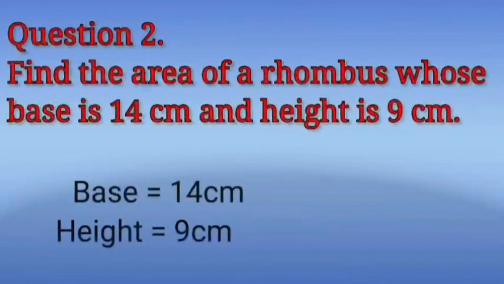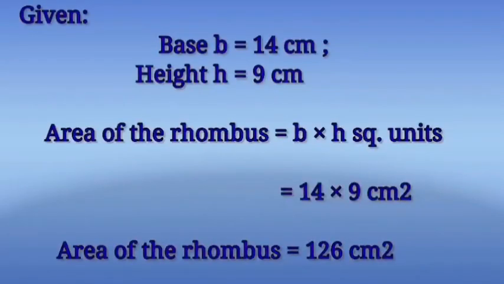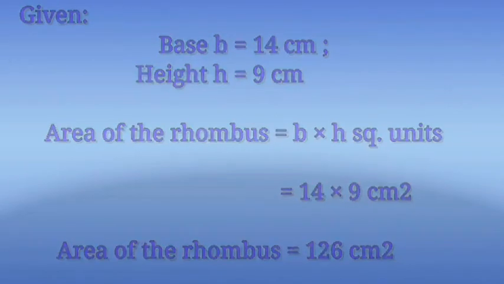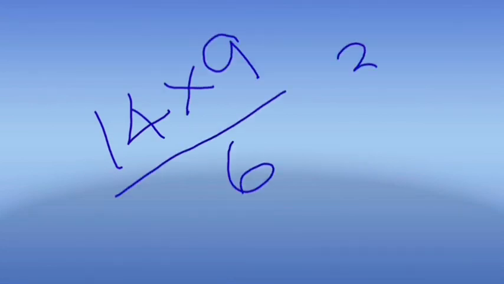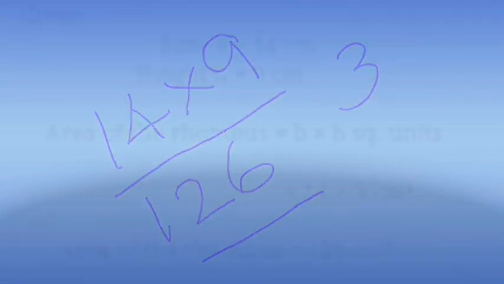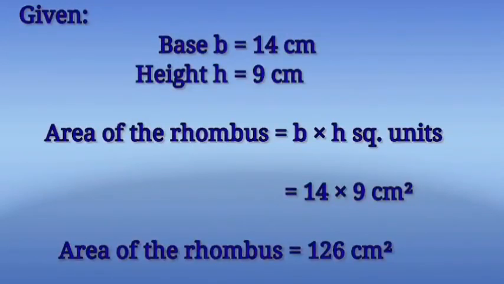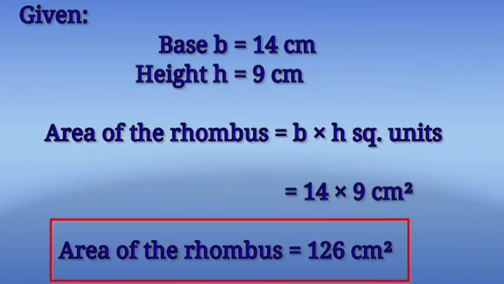Question 2. Find the area of a rhombus whose base is 14 centimeter and the height is 9 centimeter. By using the value of base and height, we can easily find the area of rhombus by using the formula base into height square units. When we multiply 14 times 9, we get 126. Therefore, the area of rhombus is equal to 126 centimeter square.